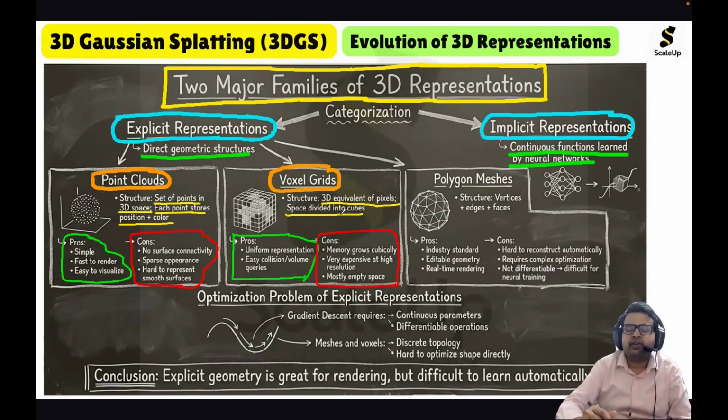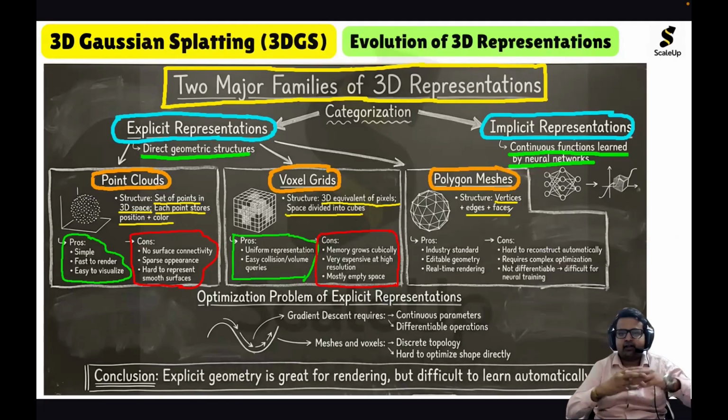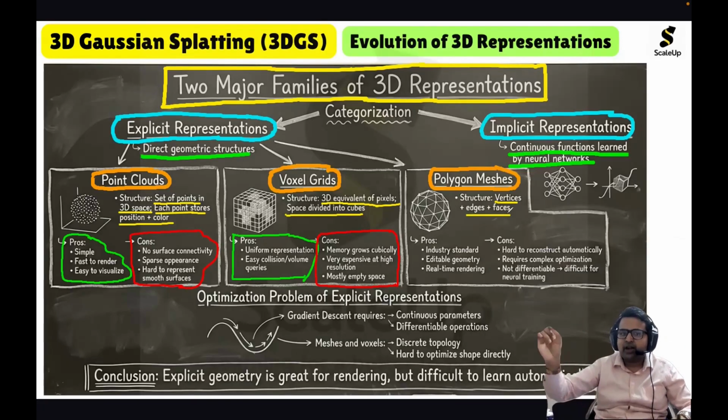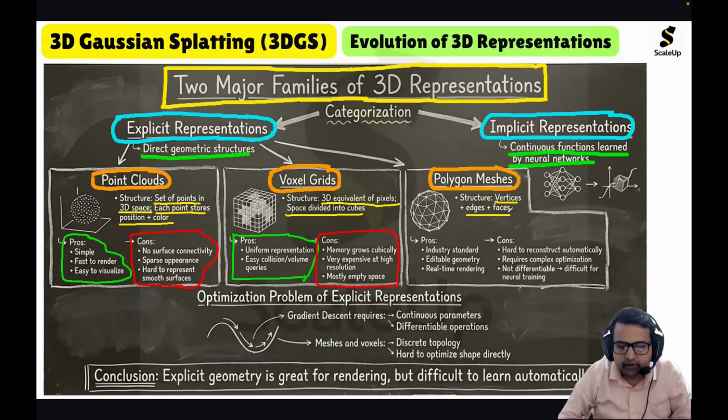It is very expensive at high resolution. Then we have polygon mesh. In polygon mesh, we will be having vertices, edges, and faces. The idea is that we will be having vertices like the point cloud. Then we will connect those vertices with edges, and then we will apply the texture. We call it the faces. So that's what will give us the polygon mesh.